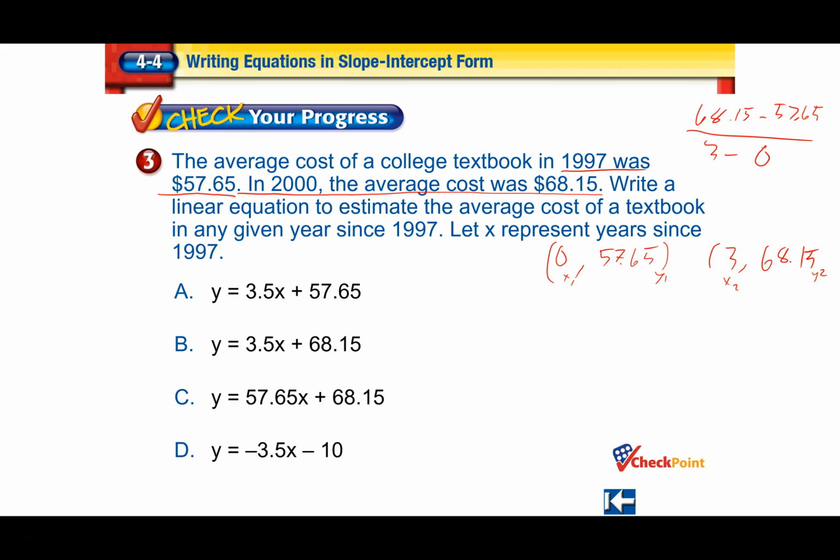We punch those numbers into our calculator. We come up with 10.5 over 3. And it looks like they want that in decimal form. Divide that by 3, comes out to 3.5. So there is my slope. My y-intercept is 57.65, which I already said. So I just put that in. y equals 3.5x plus b, where b is 57.65. There we go.